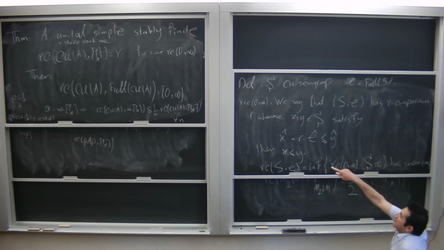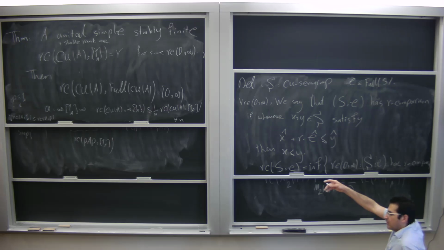So that result, what does that tell you? This is for non-classifiable C*-algebras, so you cannot compare this result with the classifiable one. For classifiable, this is always 0. But for non-classifiable, for example, let's consider M2 of C of X. So you can consider different full elements and then compute the radius of comparison.